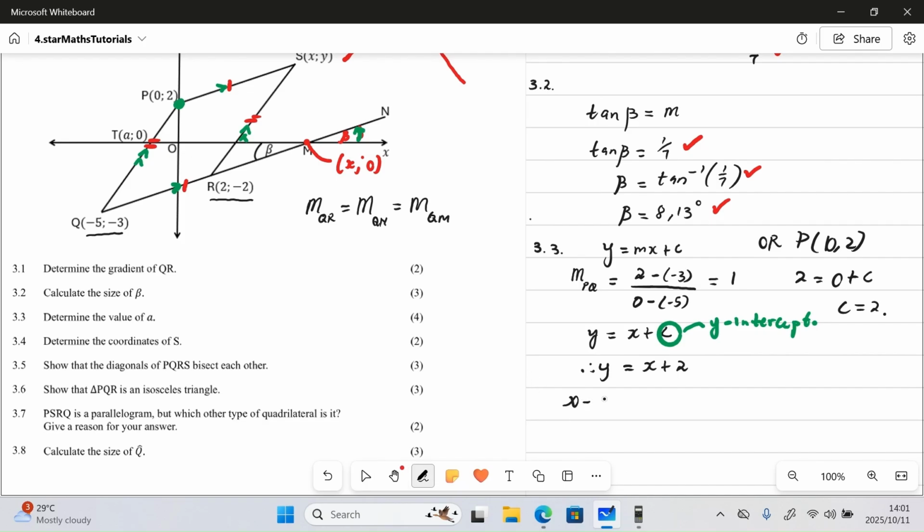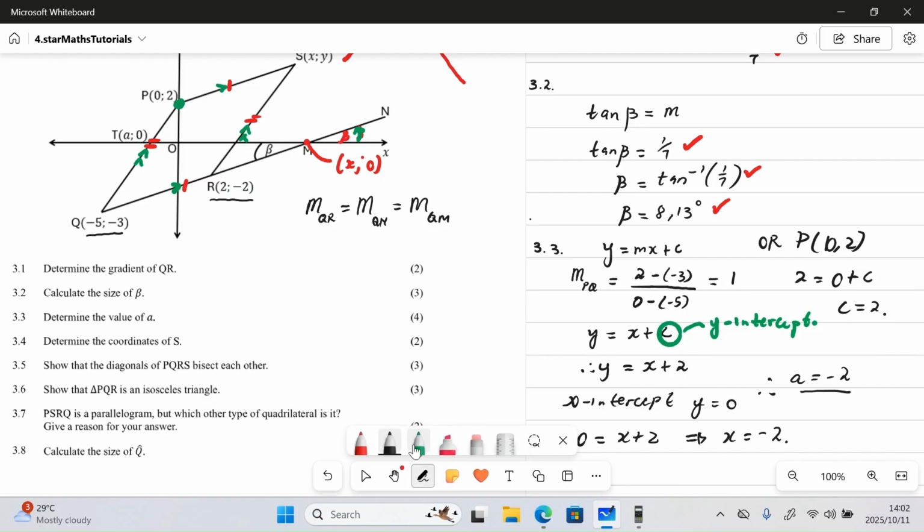So let's find the x-intercept. We know that the x-intercept, grade 9, is where y is equal to 0. Then where I see y, I replace it with 0. Then if I make x the subject of the formula, x is equal to negative 2. Therefore, the value of a is negative 2. Then let's see how we mark this one.